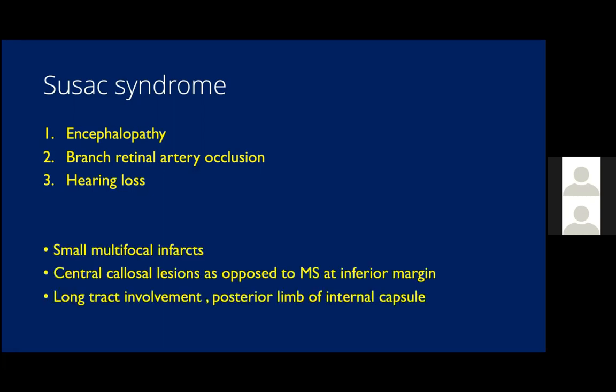So we have to be careful when we look at the MR imaging of these patients, because they will have multifocal infarcts in the brain and central callosal lesions. This is very important to differentiate from MS, because MS patients can also have pericallosal lesions and lesions at the septocallosal interface. But these lesions, on the other hand, are in the center of the corpus callosum, and they have long tract involvement, such as in the posterior limb of the internal capsule.